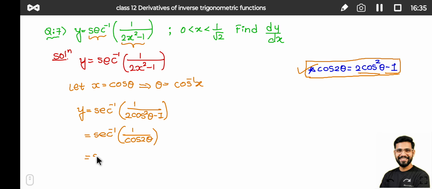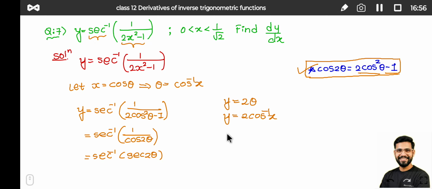So sec inverse as it is. Now 1 upon cos means sec. So 1 upon cos 2 theta means sec 2 theta. So you can cancel out this sec inverse and sec. So y is equal to, we'll get 2 theta. So replace the value of theta. So theta is cos inverse of x.